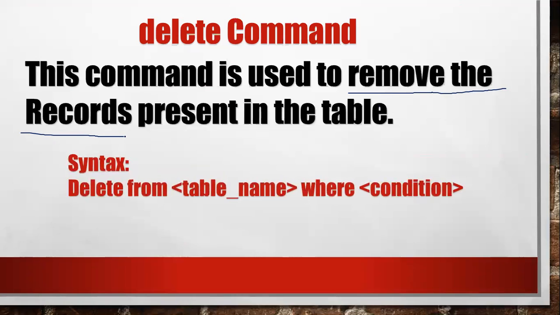The syntax is very simple. We have to write delete, then from, and after that the table name. When we execute the command up to this portion, what will happen? All the records from the table get deleted. But suppose we have written a where clause, then what will happen? Only those records will be deleted which satisfy the given condition. So let me check this command also with the help of some cases.